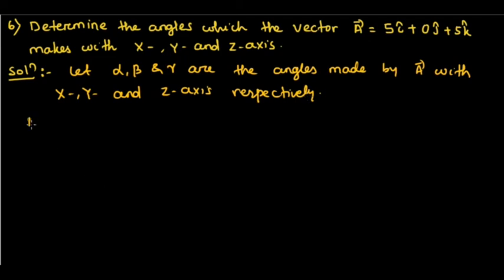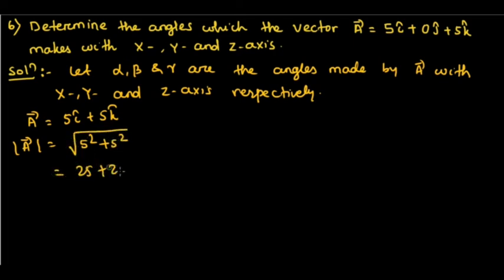Vector a is given as 5 i cap plus 0 j cap plus 5 k cap. Writing 0 j cap is not necessary, so I'll write only 5 i cap plus 5 k cap. What is the magnitude of a? Magnitude of a will be the square root of 5 square plus 5 square, that is the square root of 25 plus 25, or square root of 50, which is equal to 5 root 2. So this is the magnitude of vector A.